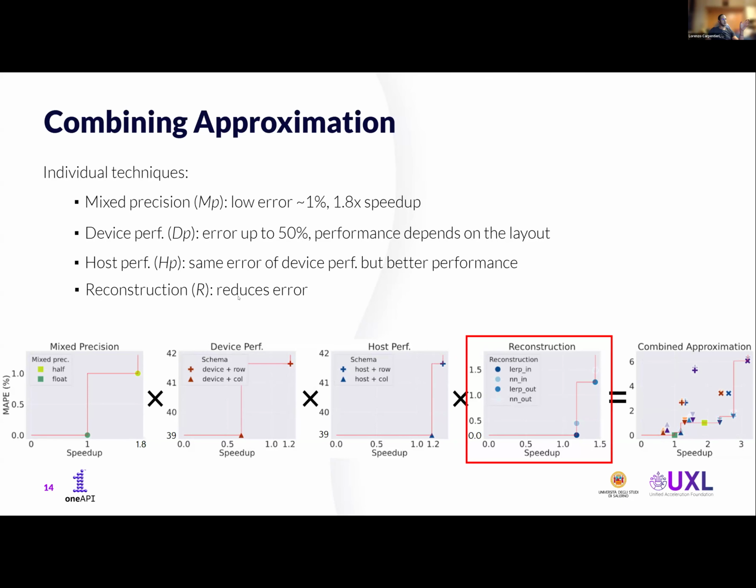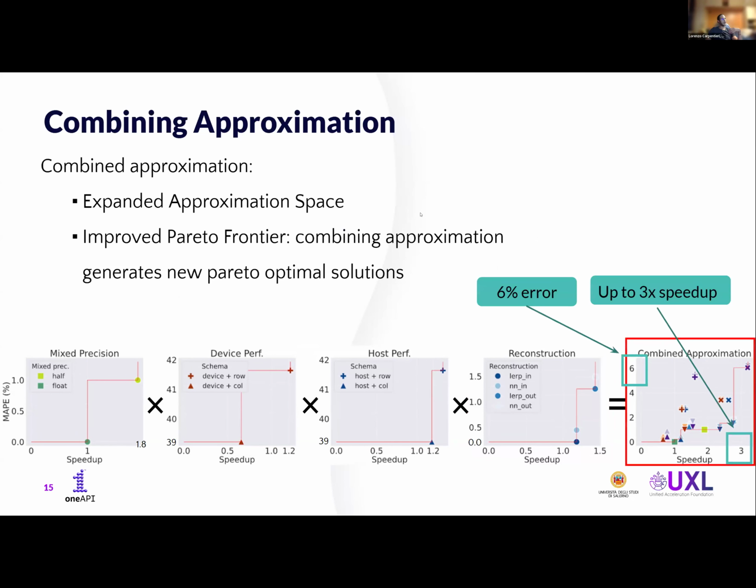The important thing is that we can mix all these techniques in order to expand the approximation space. We can have more configurations because we can use mixed precision together with reconstruction and perforation, and we can improve the Pareto frontier. Here in the last plot you can see all the approximations combined: mixed precision, perforation, and reconstruction. We achieve up to 3 times speedup and an error lower than 6%. So we have a huge improvement in performance with a very small error.